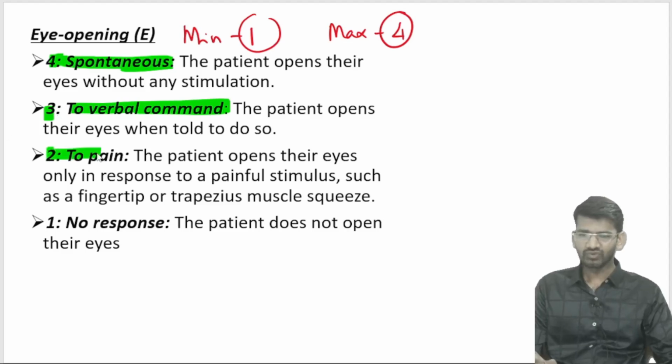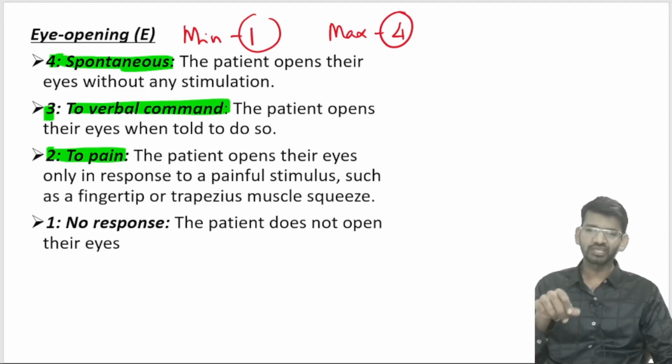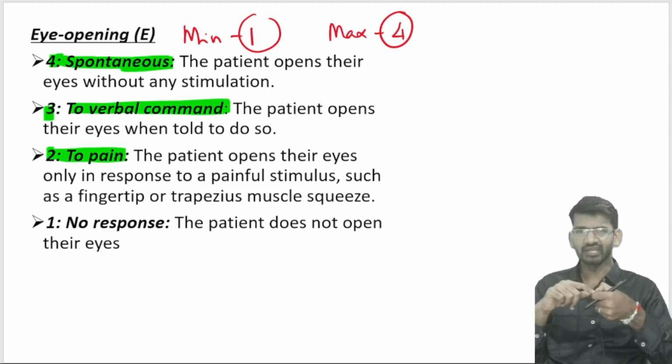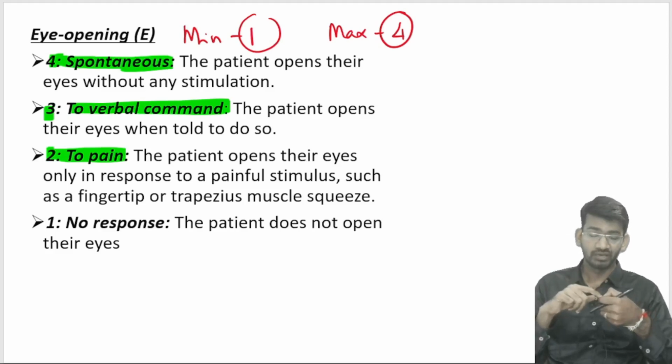Then a score of 2 will be given for eye opening to pain. Eye opening to pain means we will give some painful stimulus to the patient. Okay, painful stimulus we usually give by pinching, pinching the nail bed, so we call it a nail bed pain stimulus.